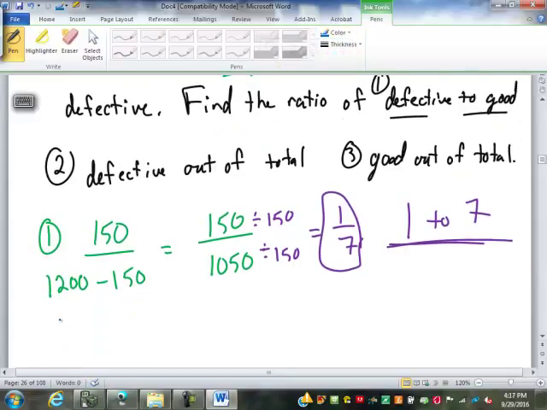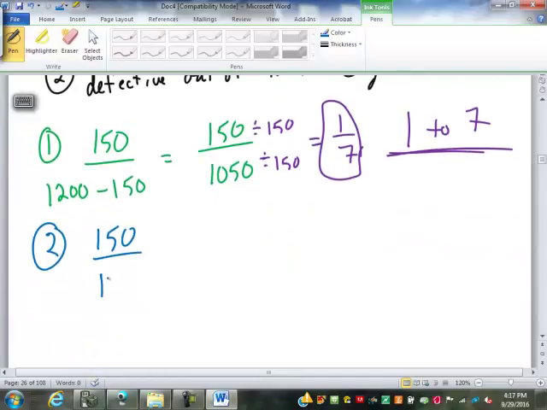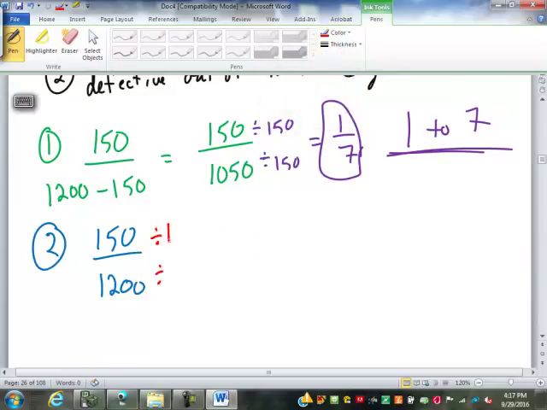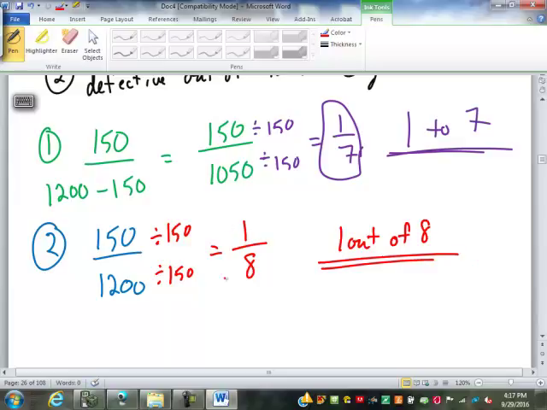The second one, defective out of total. How many defectives? 150. How many total? 1,200. Both of those can be reduced by 150 again. 150 divided by 150 is 1. 1,200 divided by 150 is 8. So 1 out of 8. Notice I use the term out of. It's 1 out of 8 because the 150 are included in the total. The defectives are included in the total. So it's 1 out of every 8.